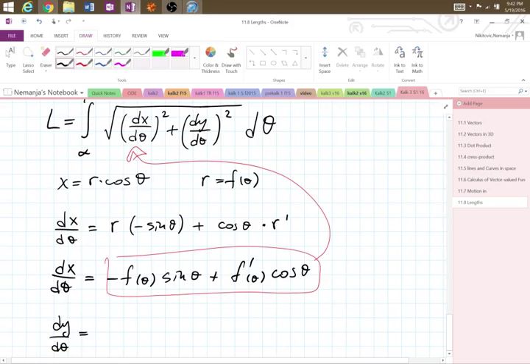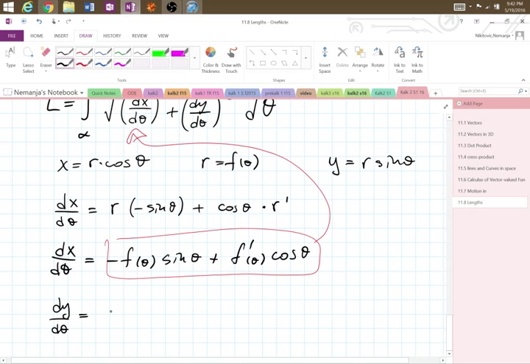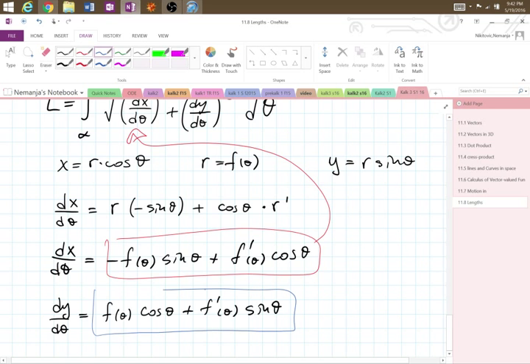Divided by theta, the same concept. Y is arcsine theta. So it's going to be: copy the first one, which is f of theta. The derivative of sine is cosine theta, plus f prime theta sine theta. And this one gets plugged in there.